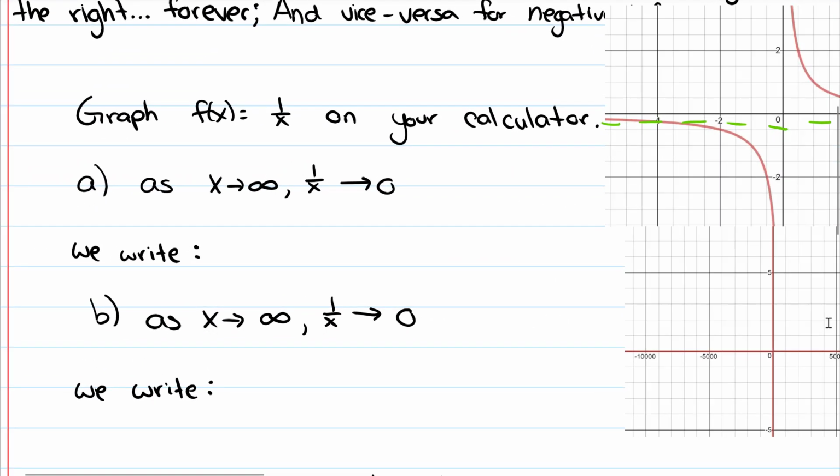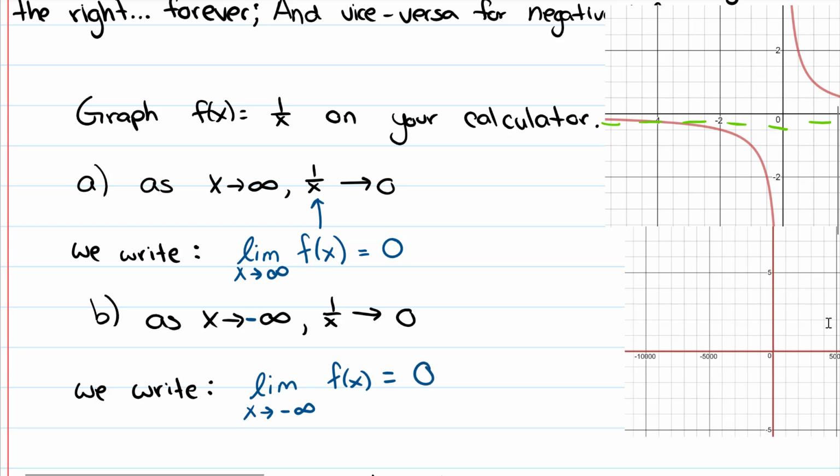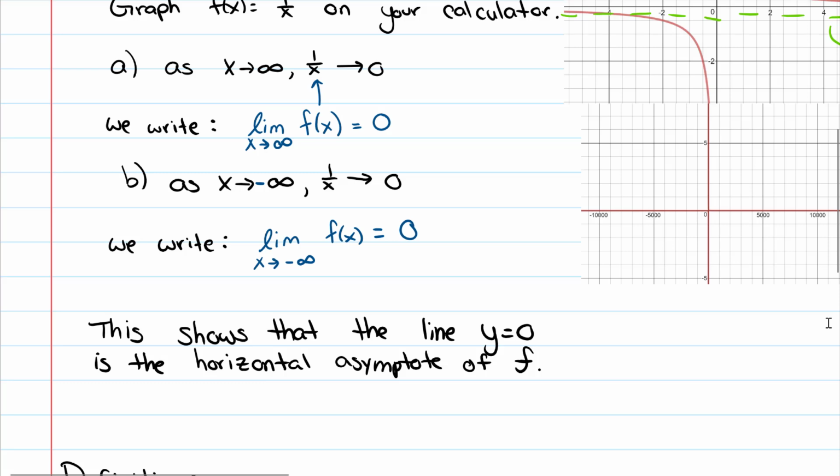So, after we graph it, we're going to write, as x approaches infinity, 1 over x approaches 0. And that's what we just saw. So to write that as a limit, we write the limit as x approaches infinity of f of x equals 0. And for part B, as x approaches negative infinity, 1 over x also approaches 0. So we write the limit as x approaches negative infinity of f of x is 0. So this shows that the line y equals 0 is the horizontal asymptote of f. We can call something an asymptote when we let the limit go to infinity or negative infinity.